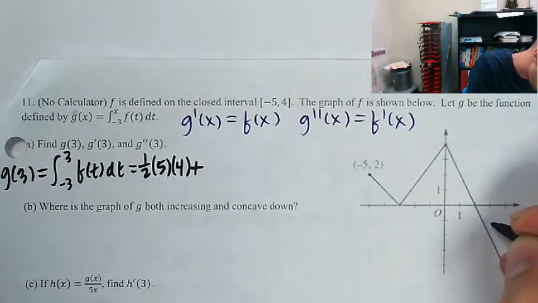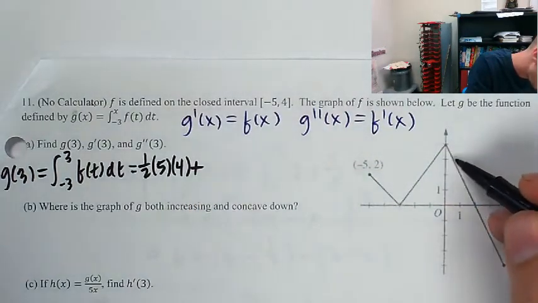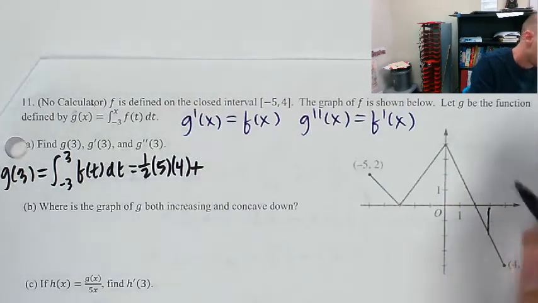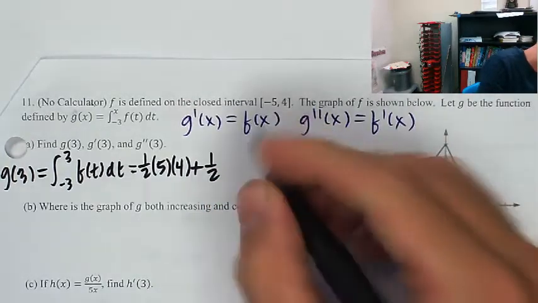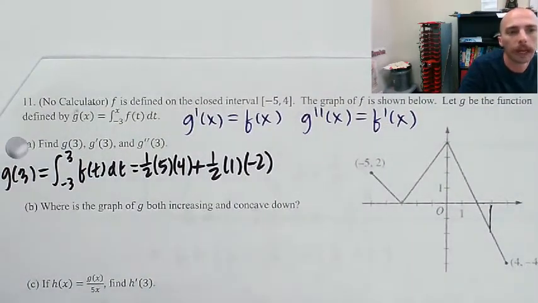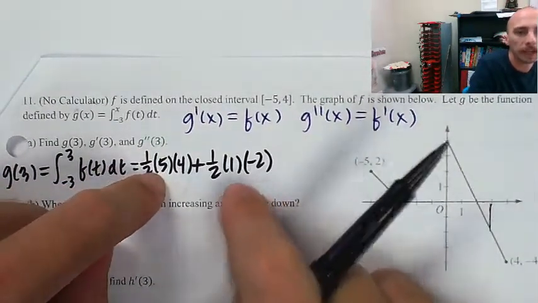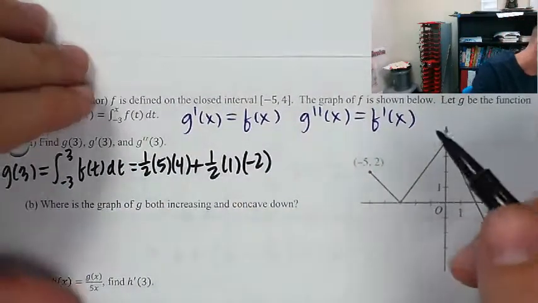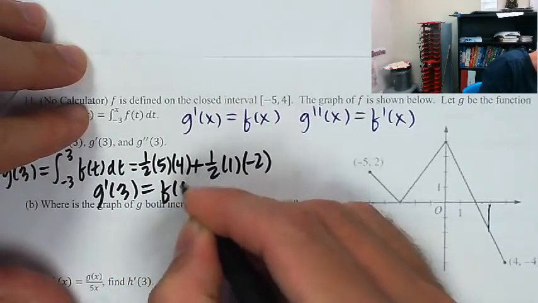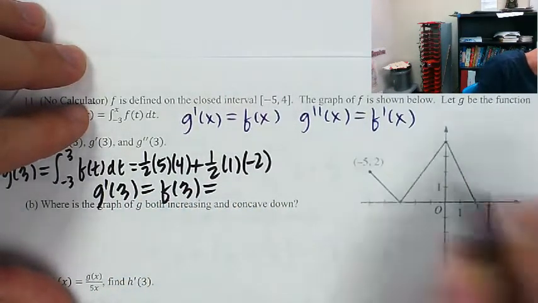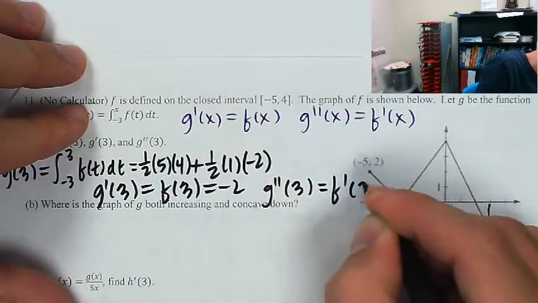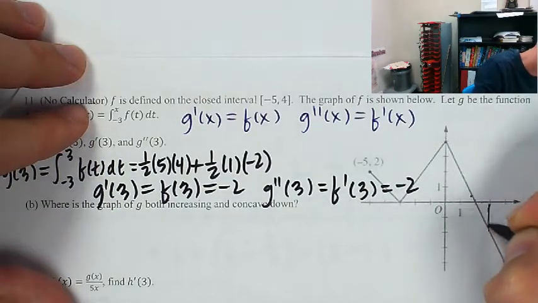Plus, and then this is going to be a triangle. Let's see, what's the slope here? I think it's -2. Yeah, okay, so it's going to go down to -2 right there. So 1/2 times the base is 1 times the height is -2, and that's going to be my integral. And I could say that that's 10 minus 1 is 9, but I don't need to do that. Okay, g prime of 3 is f of 3, which is looking like 2. And g double prime of 3 equals f prime of 3 is also -2 because that's the slope right here.